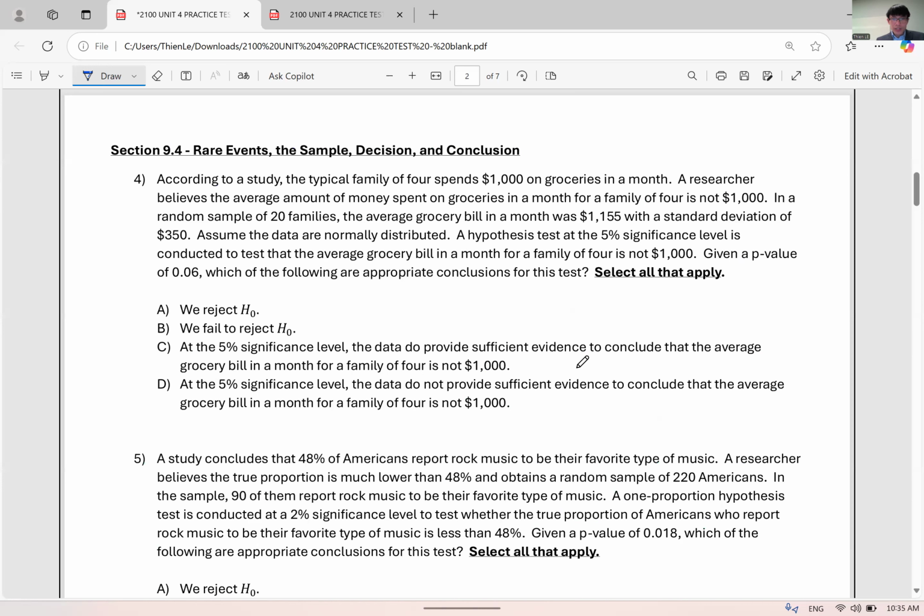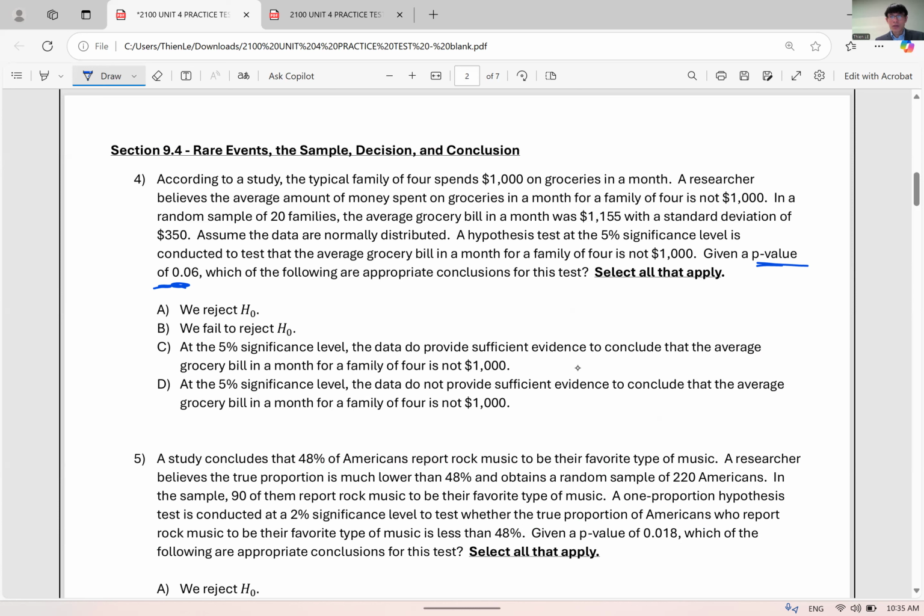Assume the data is normally distributed. A hypothesis test at 5% significance level is conducted to test the average grocery bill in a month for a family of four is not $1,000. They give all the information here, including the p-value, so we don't need to do much. Which of the following is an appropriate conclusion for this test? Select all that apply.